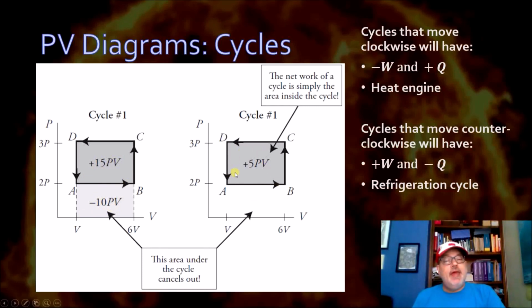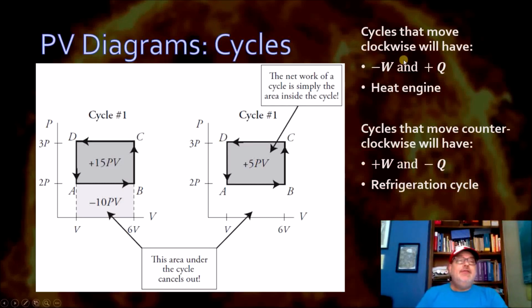That's the same as the area inside, because this bottom part here cancels out. The positive 15 from top to bottom and the negative 10 from AB down will cancel out this bottom part. So we end up with only the area inside. And that's the way it always works for a cycle, no matter what the shape.